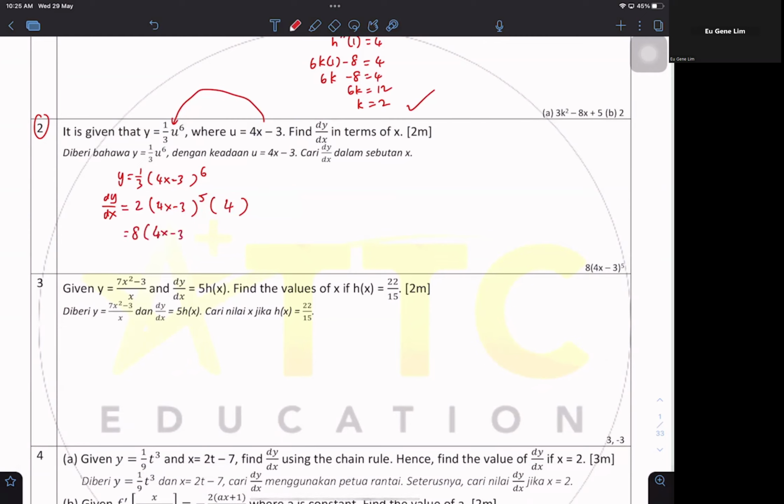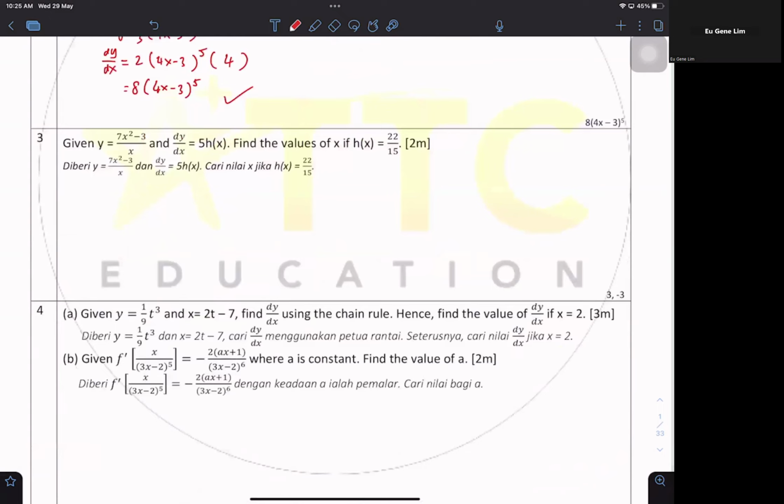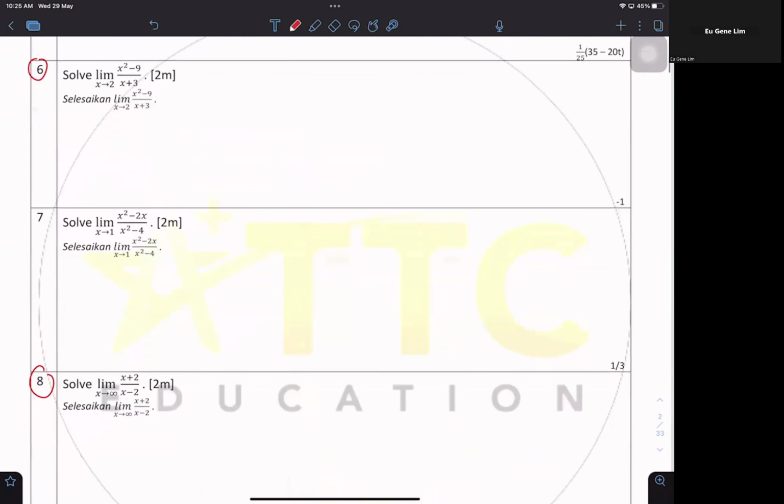It's just basic. Just to let you know how to do chain rule. Okay, next, we skip. Don't want to do this. We skip. Straight away go to the next topic.